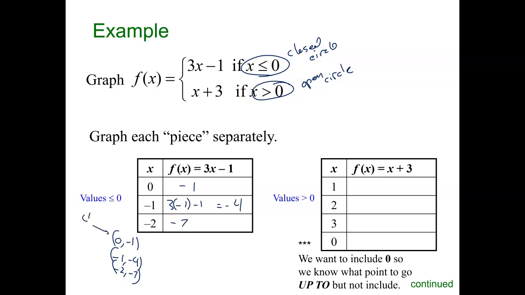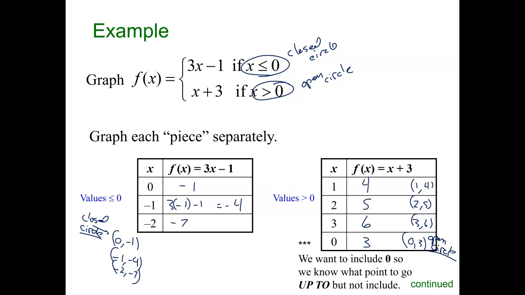And remember, this one's going to be a closed circle. That's our critical value. It's less than or equal to, so we have a closed circle. Now we need to graph the other side. So again, I'm picking values greater than 0, like 1, 2, and 3. But I also need to include 0, but remember that it's going to be an open circle, whatever that value of 0 is, because it does not equal 0 for that line. That's on the other one. So if I have f of 1, what do I end up with? 4. And if I have f of 2, and f of 3, and f of 0? Okay? So I have these ordered pairs. 1, 4, 2, 5, 3, 6, and 0, 3 will have an open circle.